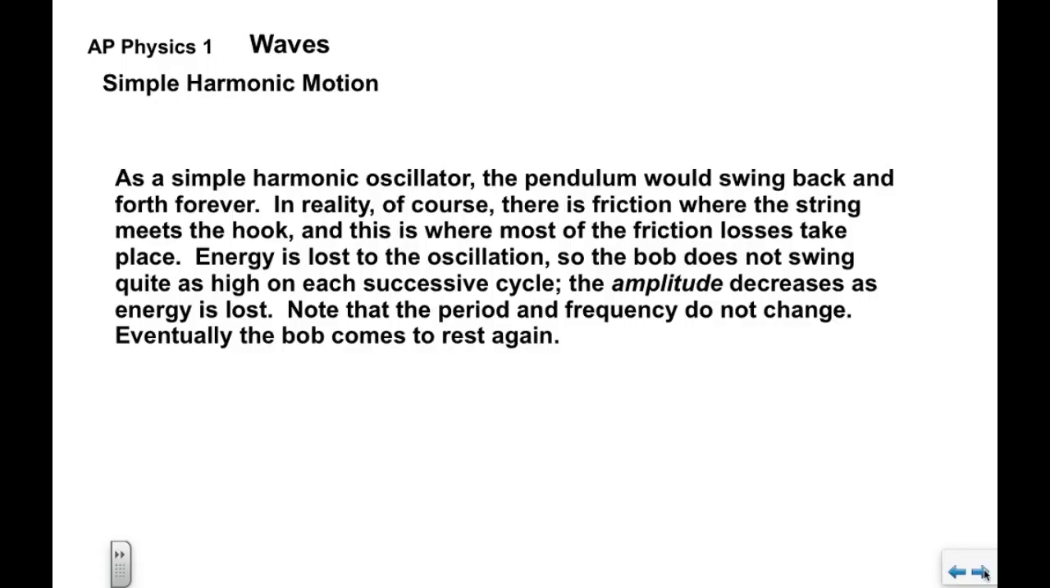Now, as a simple harmonic oscillator, the pendulum would swing back and forth forever. In reality, of course, there are friction losses, particularly where the string meets the hook on top. This is where most of the friction losses take place. Energy is lost by the oscillation, so the bob doesn't swing quite as high on each successive cycle. As time goes on, the amplitude decreases. The period and the frequency don't change, and eventually the amplitude goes to 0, and then it stops moving completely.